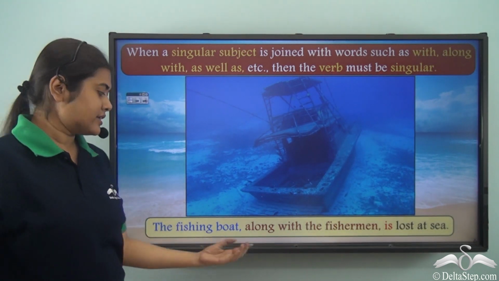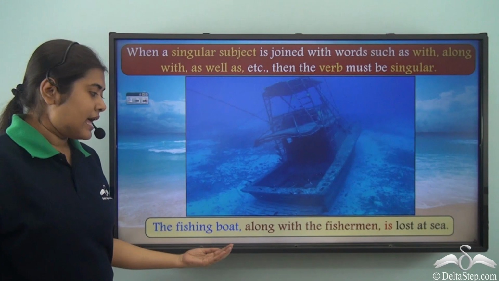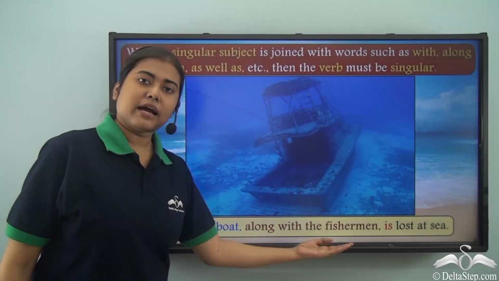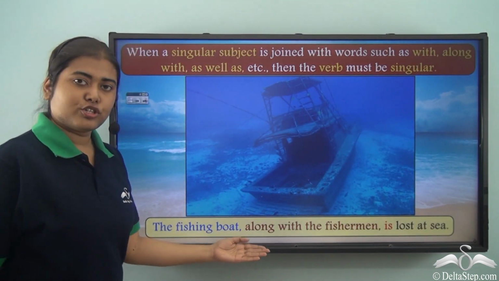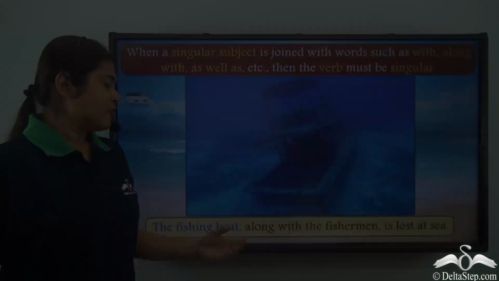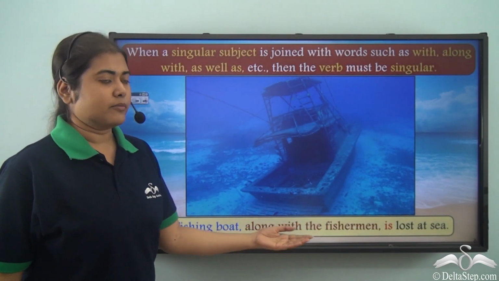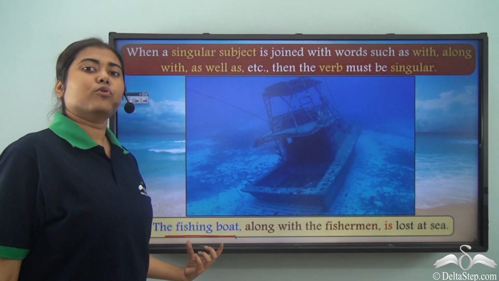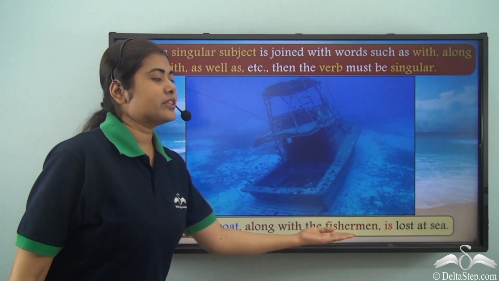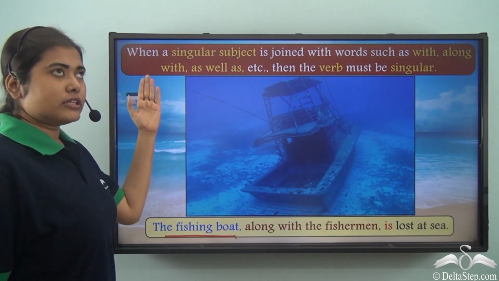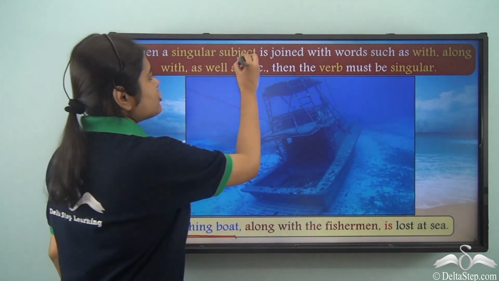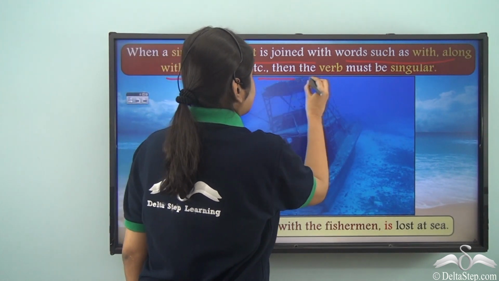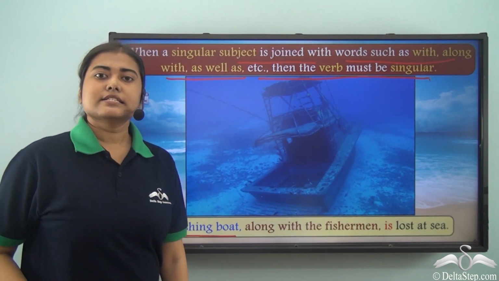But what else do we notice? In this long subject, there is a part, the fishing boat, and then there is another part, along with the fisherman, which is separated by a comma. Now, this portion is actually not considered when we have to decide upon the verb. So, the verb of this sentence will actually agree with the fishing boat only and not with along with the fisherman. So, the rule is when a singular subject is joined with words such as with, along with, as well as, etc., then the verb must be singular.